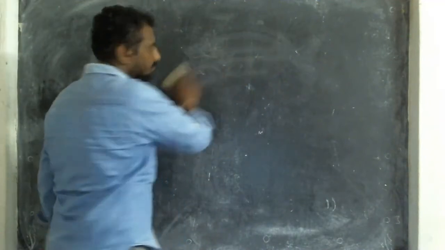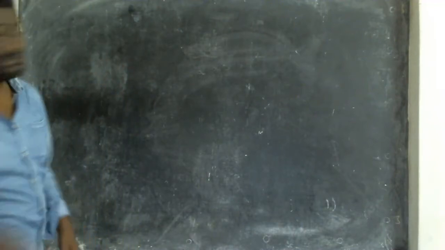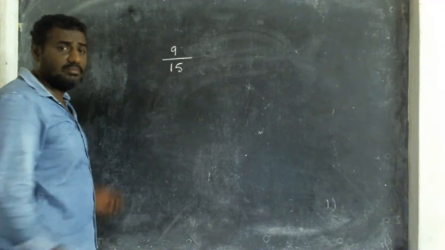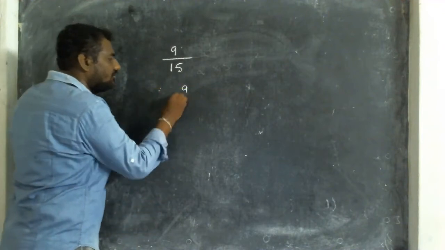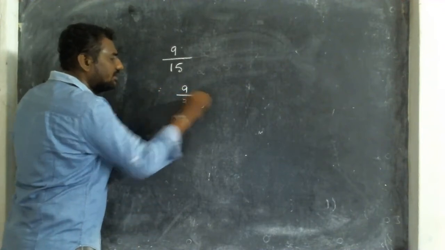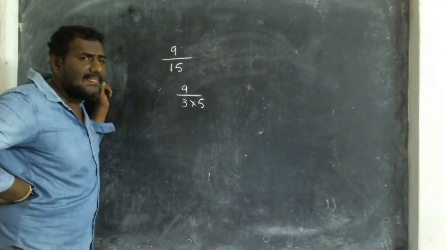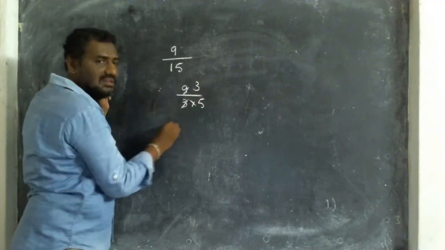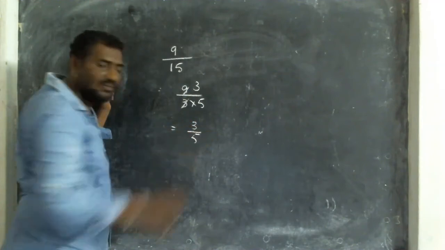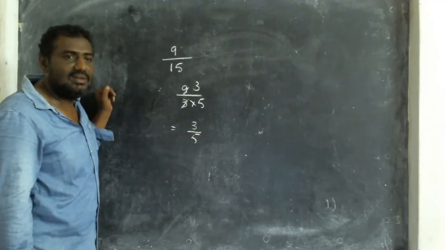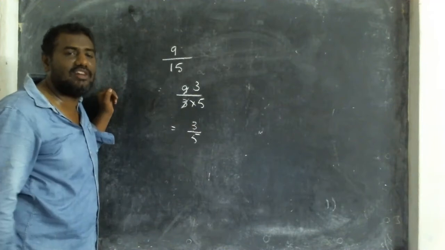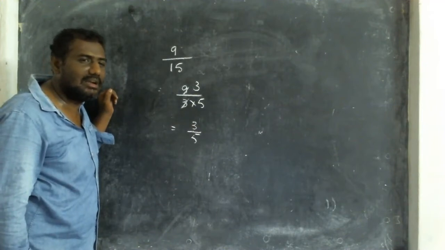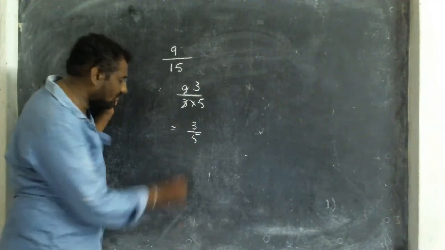Next question. 9 by 15. 9 by 15, you see children. 15 we can write as 3 into 5. Is it terminating or non-terminating? It is terminating only, because we can cancel the 3s. Now what is the value we have? 3 by 5. Now you check. Now the denominator we have only 5. Only 5 means terminating or non-terminating? Terminating. Now we convert into decimal form.